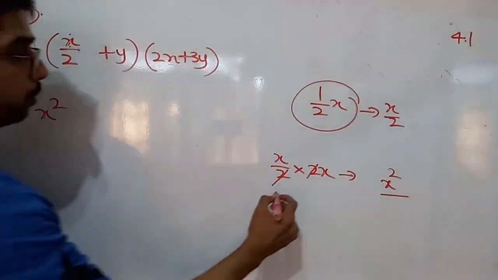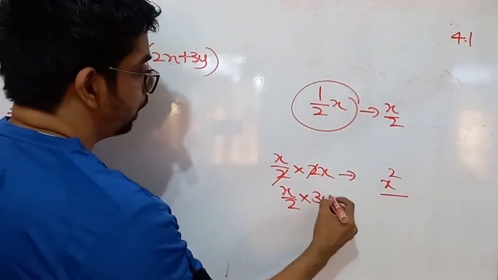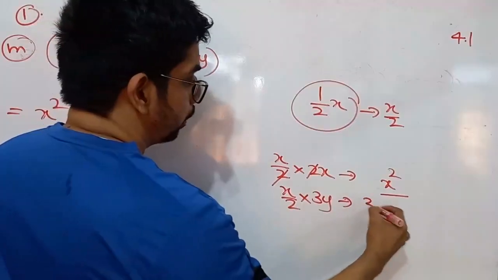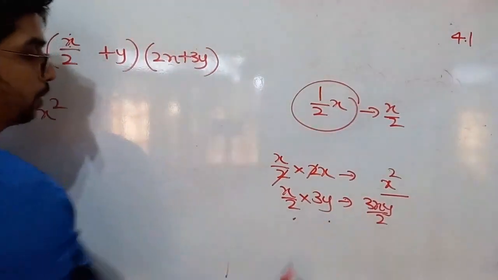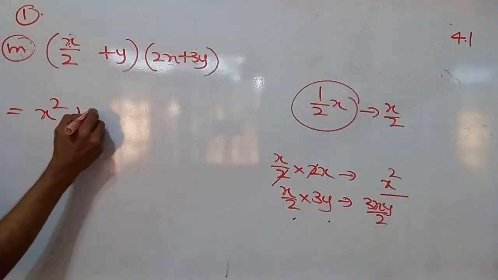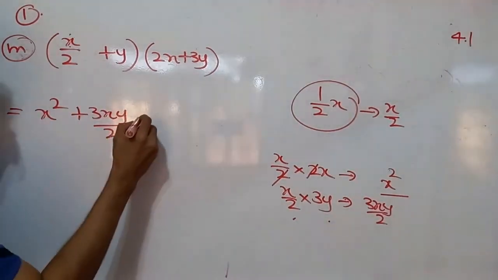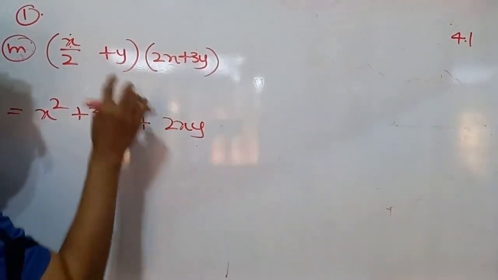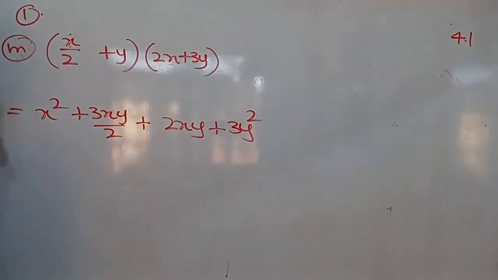Right. ඊළඟට half of x into 3y. එතකොට මොකද මෙතන එන්නේ? 3xy divided by 2. So that is also positive. අයි මේ දෙන්නම positive. Right? So positive 3xy divided by 2 plus y into 2x, that is 2xy. Positive into positive, that is positive. ඊළඟට තියෙනවා 3y squared.